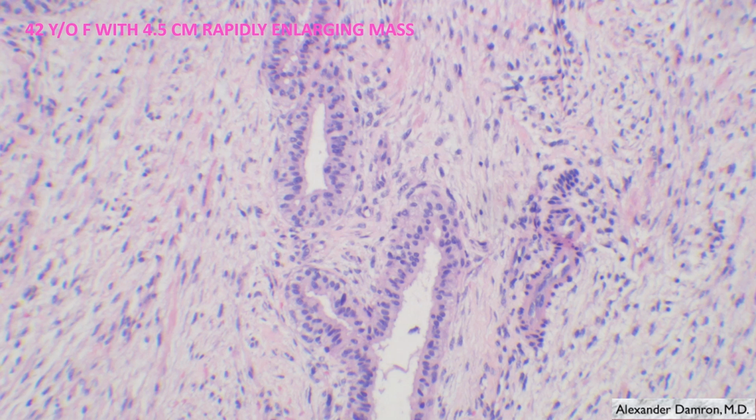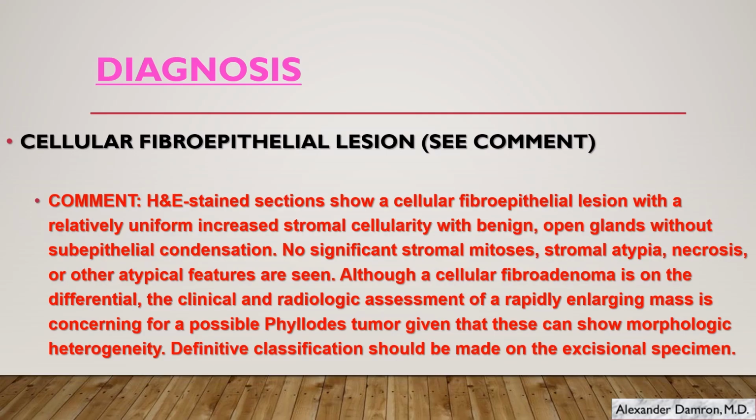So in this particular case, with that history, I decided to sign it out as a cellular fibroepithelial lesion, and I left quite a bit of comment, right? These are the comments that I'm talking about. I said it shows a cellular fibroepithelial lesion, and I gave all of the pertinent negatives. I said that the stromal cellularity is slightly increased, but it's relatively uniform with benign open glands without subepithelial condensation. I said everything that's not there on the biopsy. So there's no mitoses, there's no atypia, necrosis, or other atypical features.